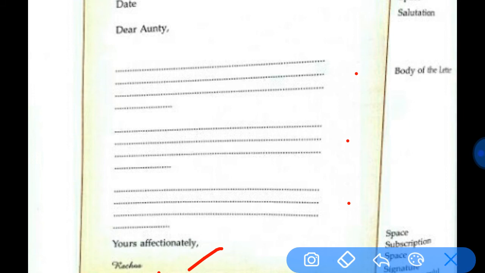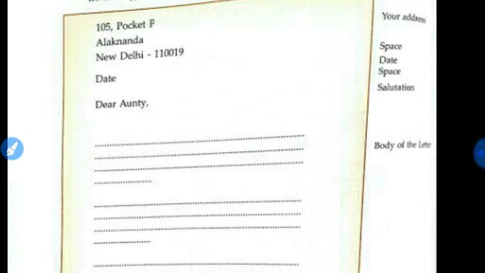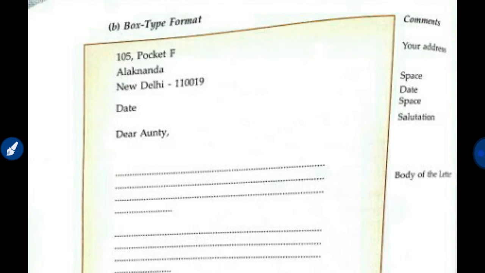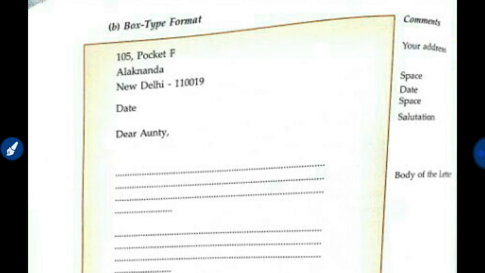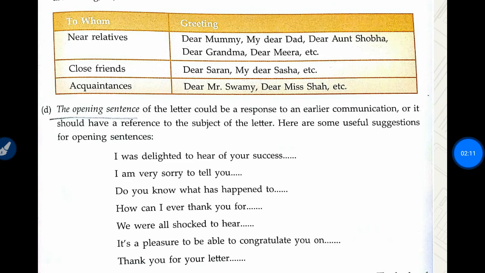So we have got marks also differently allotted for this. Mark for the address, mark for date, and the salutation and the body of the letter, and at the end their signature. So we will see what are the things we must remember while writing this. Just to remind you, whatever we have learned last year, the same thing is explained clearly in your book in a different way too.